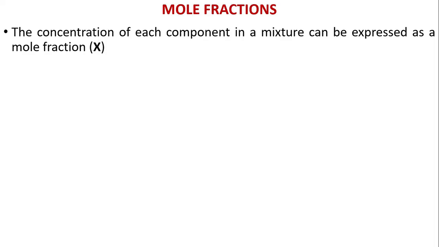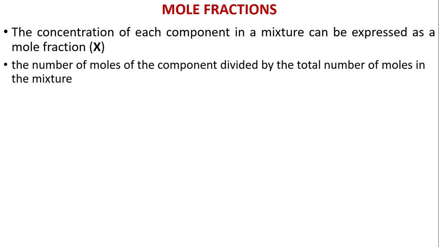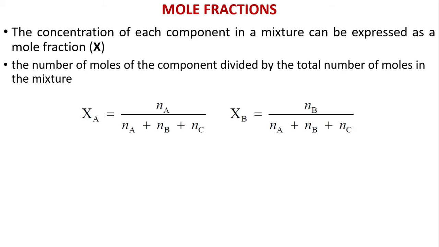The concentration of each component in a mixture can be expressed as a mole fraction, X, which is the number of moles of the component divided by the total number of moles in the mixture. To make it clearer, let's have this equation. This means that XA, the mole fraction of gas A, is equal to the number of moles of gas A over the total number of moles present in the mixture. It's the same for B.